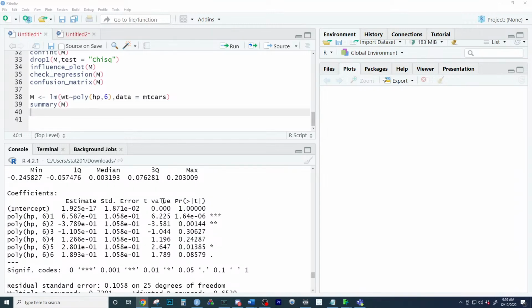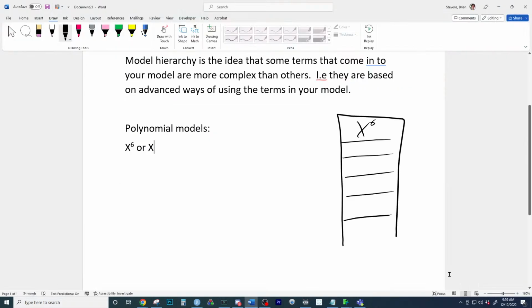So with this right here, you need the 1st through the 5th. I think of it like building a tower. Does that make sense? If you preserve model hierarchy, you need x to the 5th, the 4th, the 3rd, the 2nd, and the 1st. And this is the preserving of model hierarchy right here.